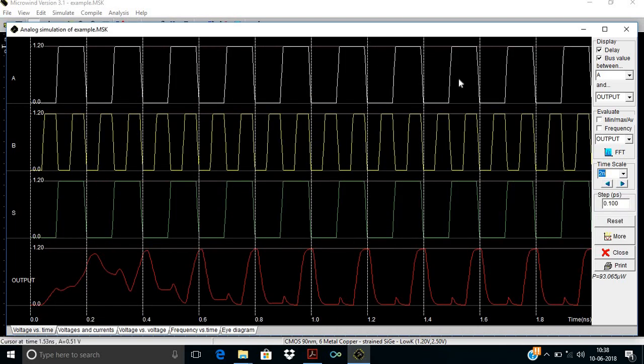Okay, this is the A, this is the B. Now depending on your select line, if the select line is 0, A is selected. This is the select line. Suppose from here we can observe the select line is 0. Now what is the value of A? The value of A is 0.